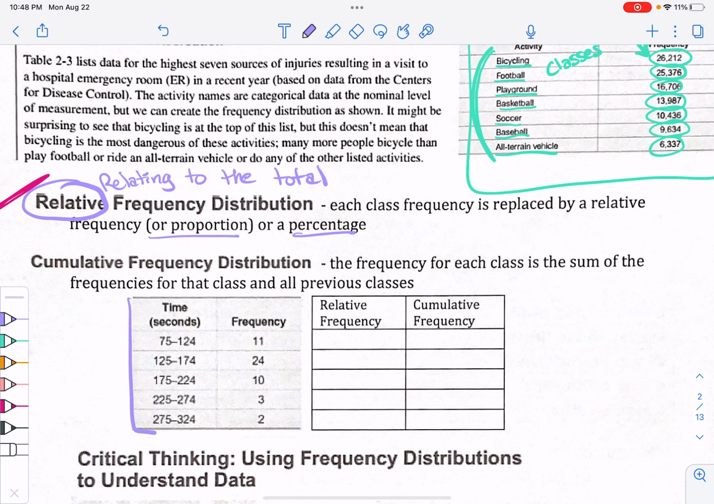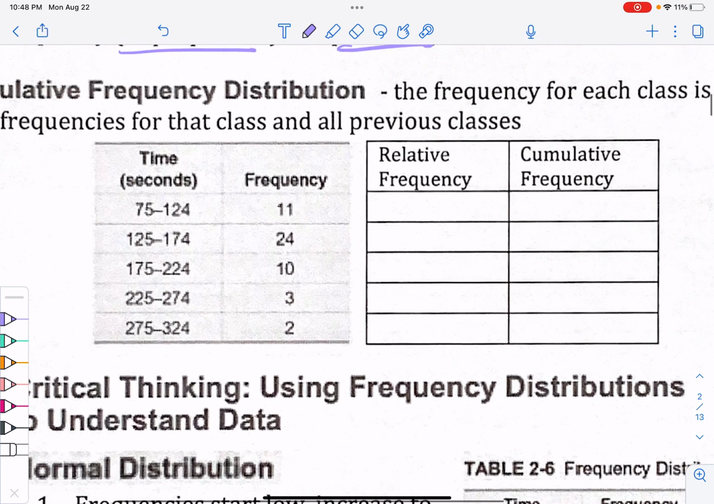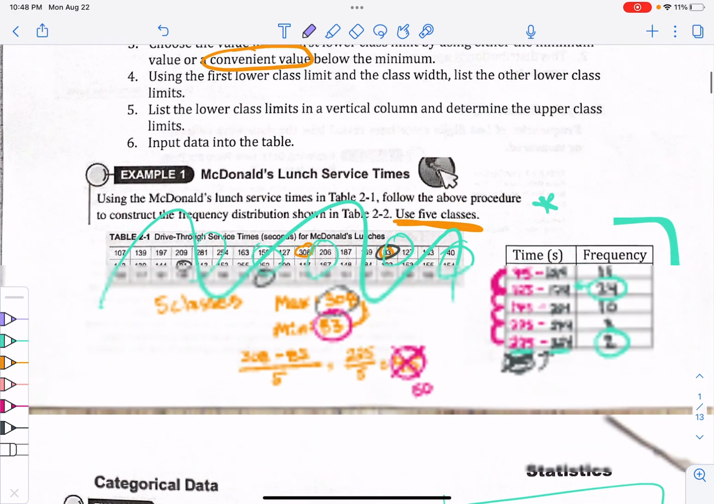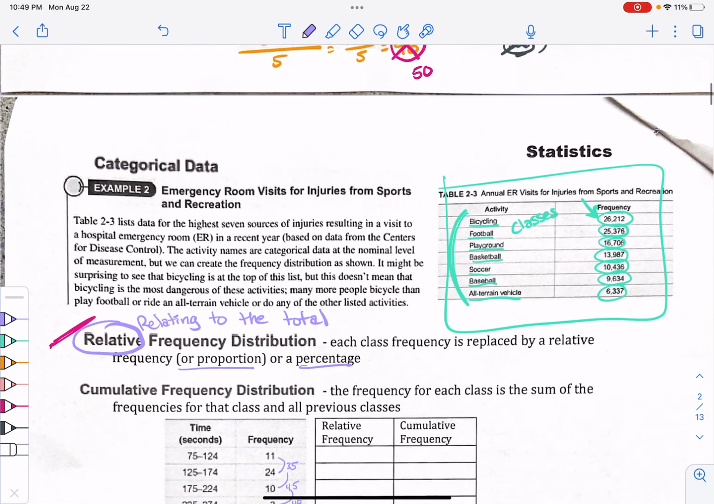So this was the table that we did yesterday. Here are my classes, and there are 11 numbers in this first class, 24 numbers in that second class, etc. When we do a relative frequency distribution, first we need to identify how many numbers we did total. So 11 plus 24 is 35, plus 10 is 45, plus 3 is 48, plus 2 is a total of 50. So we took data from 50 different cars, and that's our total number.